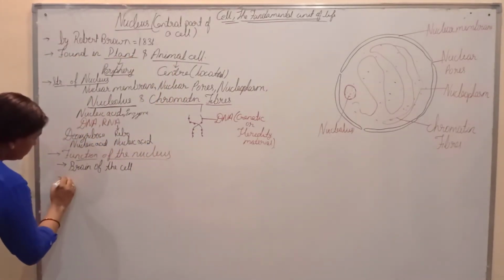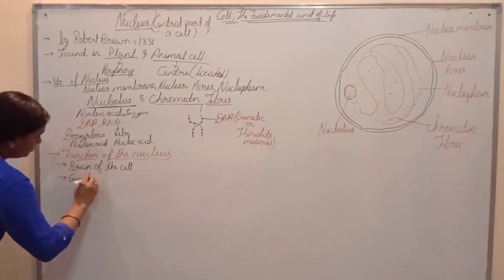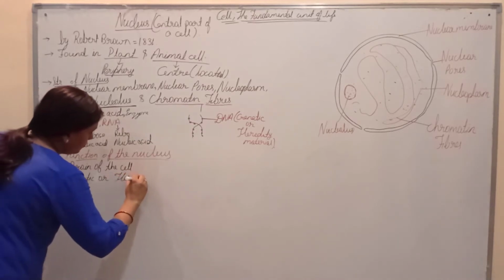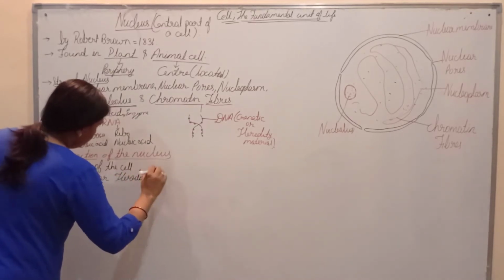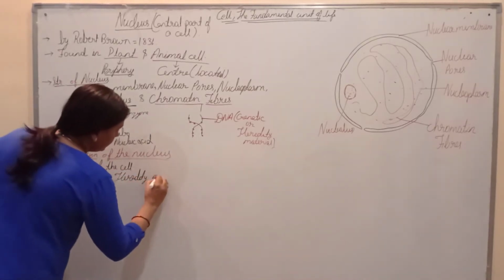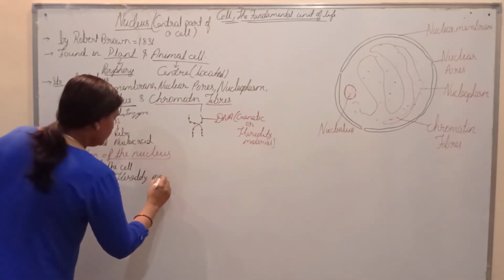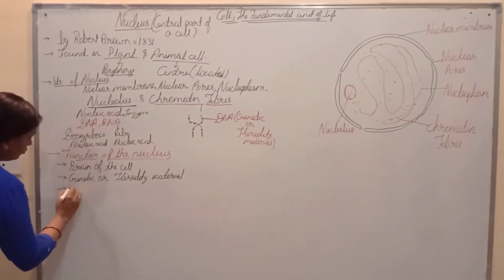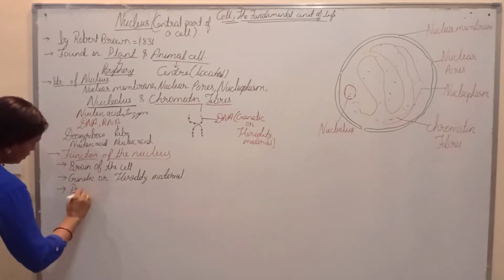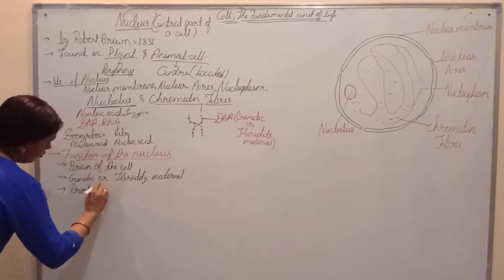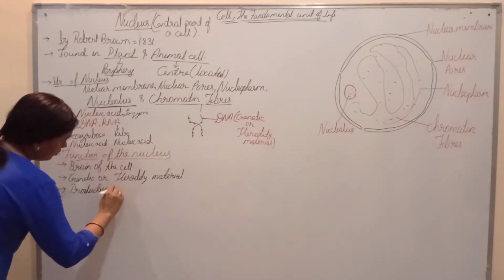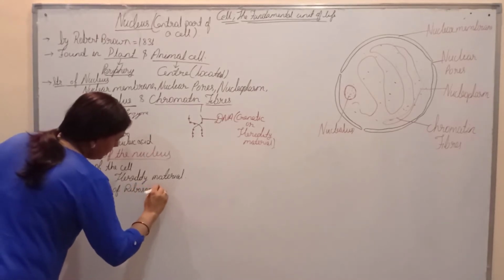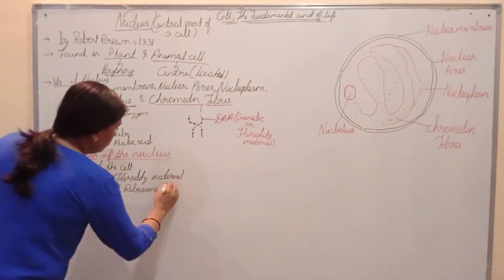It also contains genetic or hereditary material. Genetic or hereditary material is found inside the nucleus. Also production of ribosomes takes place in the nucleolus of the nucleus.